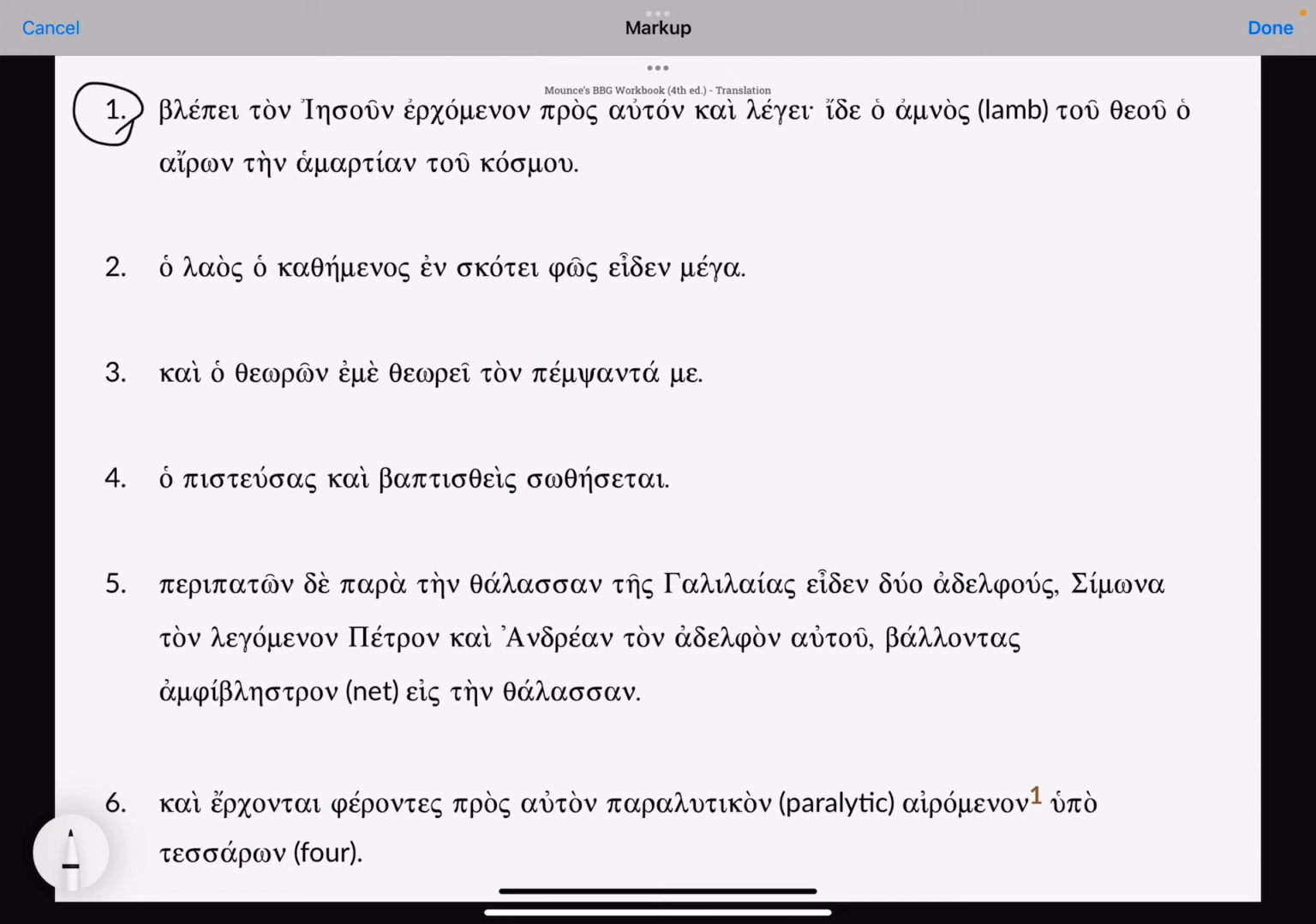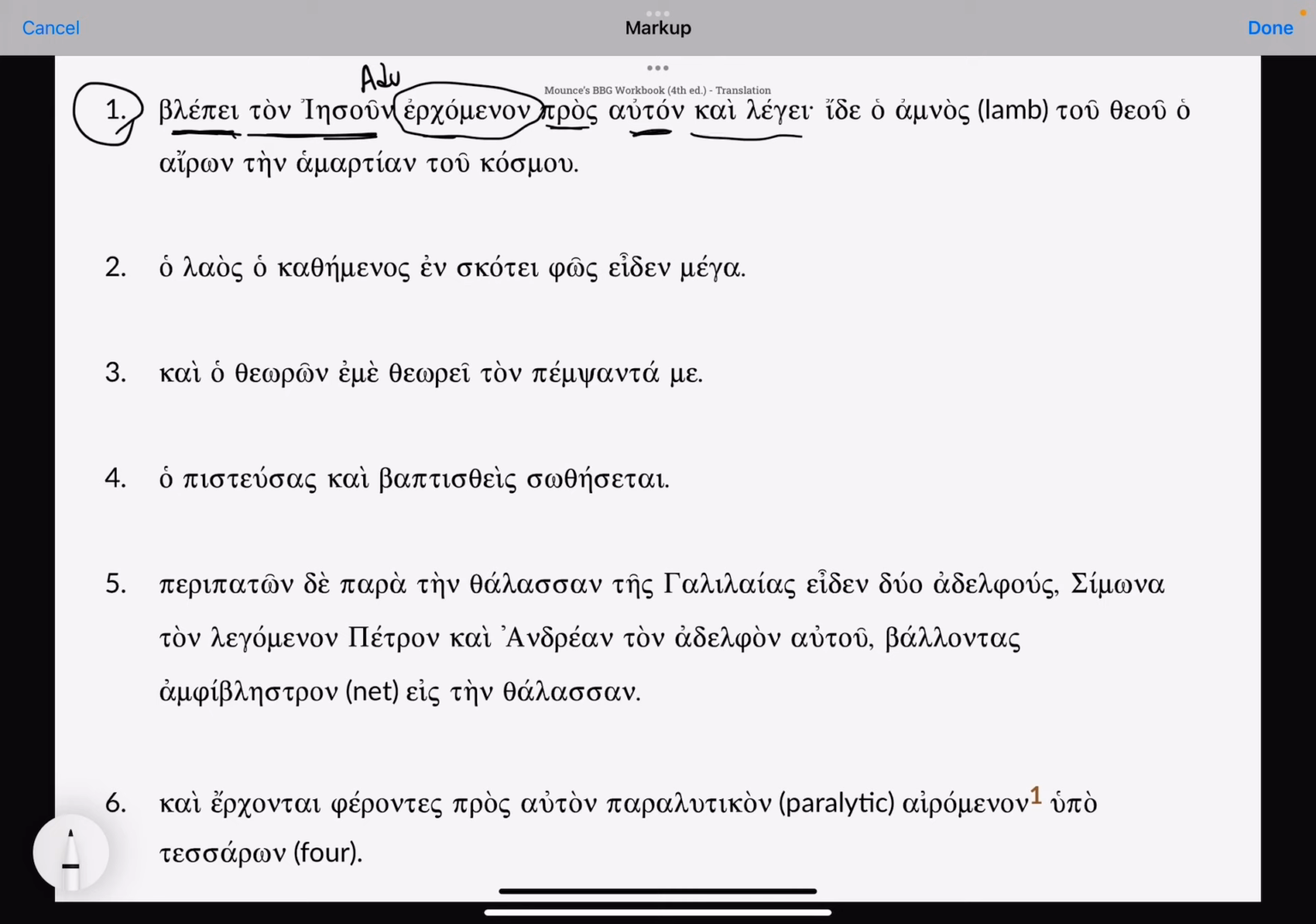And so just looking over the sentence, we can see this is about John the Baptist. So John the Baptist sees Jesus. Now, erchomenon here is an adverbial participle because it's not in any attributive position. You could say he saw Jesus while he was coming to him. Okay, that's probably adverbial.